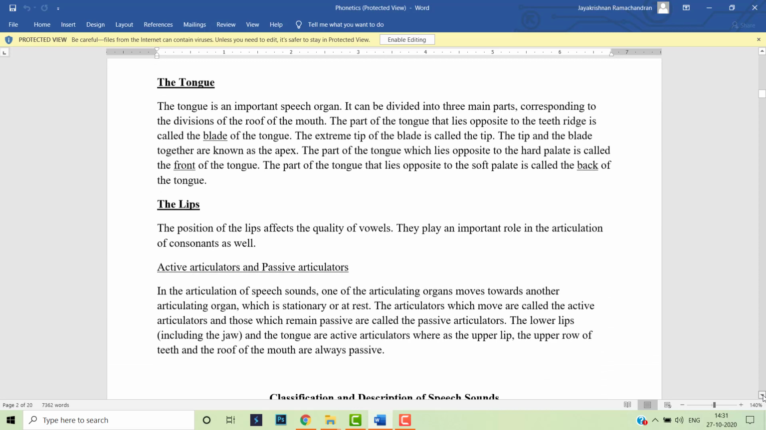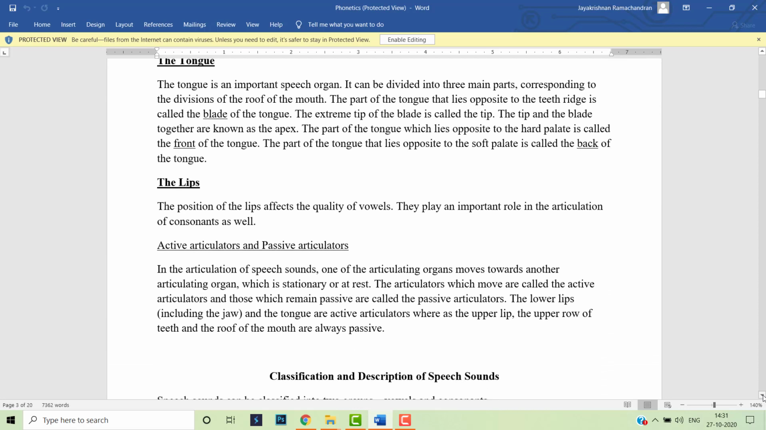So there are also lips, which help in the production of sounds. We have studied how the position of the lips is crucial as far as the clarity of speech sounds is concerned. Then we have also studied active articulators and passive articulators. This is where we stopped.